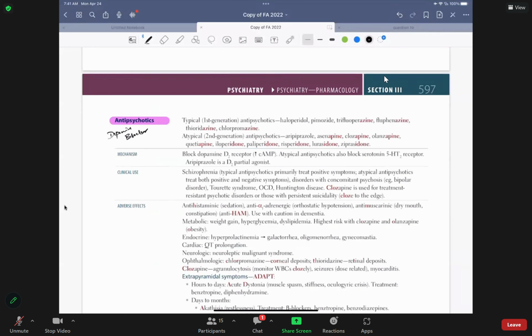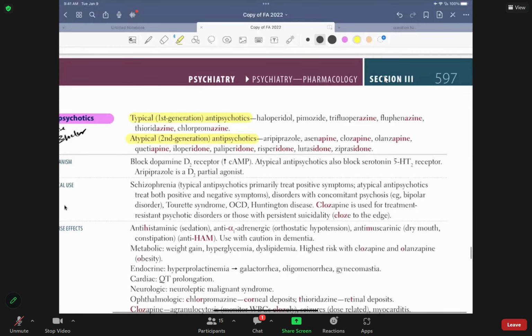These are dopamine blockers. We divide the dopamine blockers into two: typical antipsychotics and atypical antipsychotics. Two different ways, folks, okay? Typical and atypical. Now, an example for typical, which we call first generation, is haloperidol.